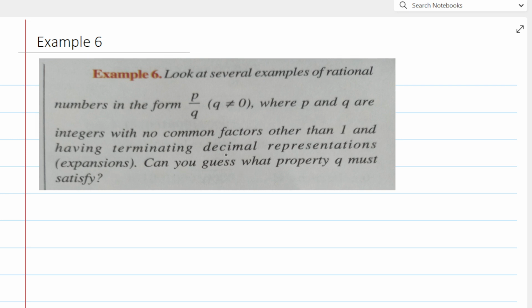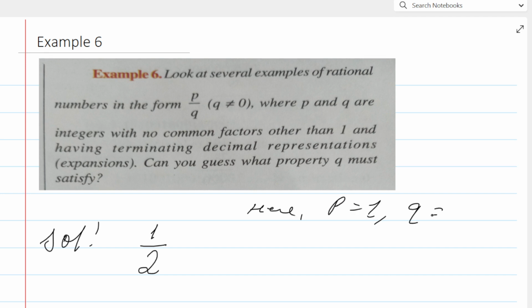Okay, so here you have to understand two things. First, we have to see some examples of rational numbers which you can write as p by q. Let's take the number 1 by 2. So 1 is my p here and q is 2.